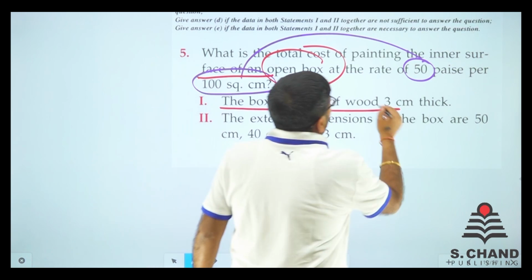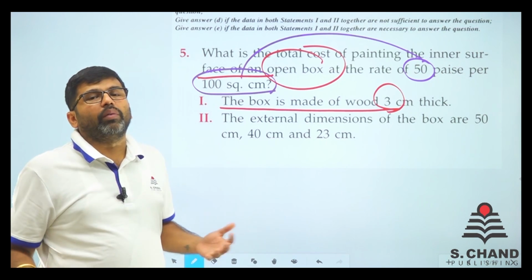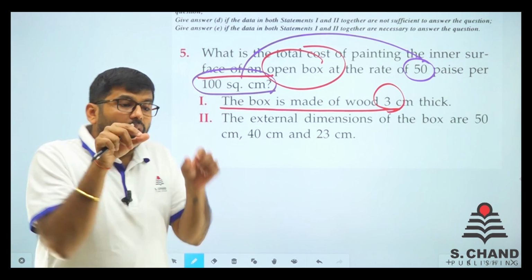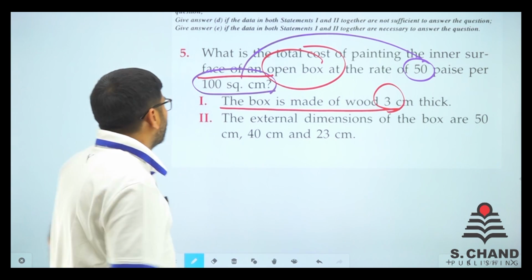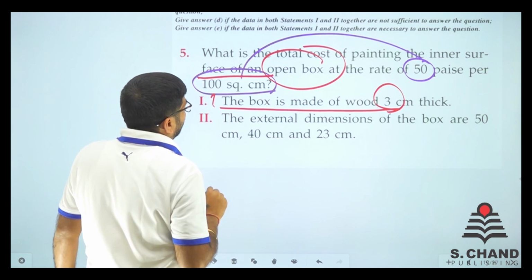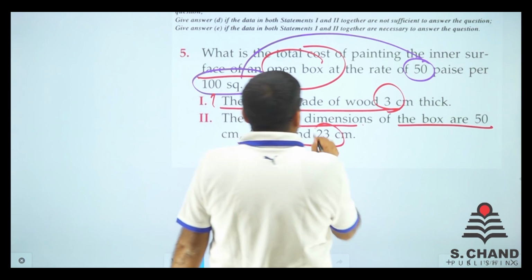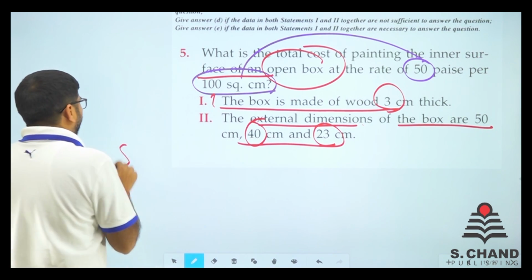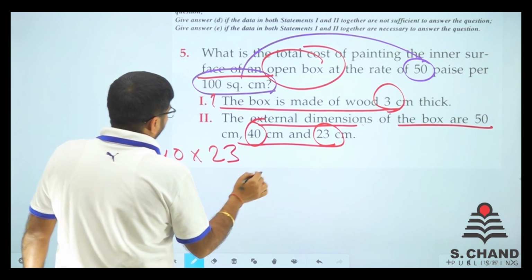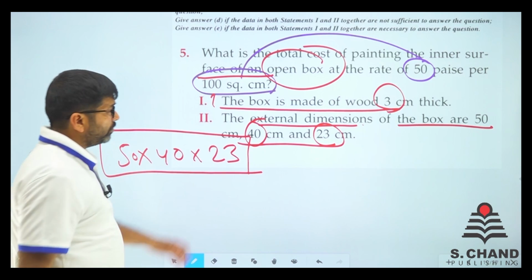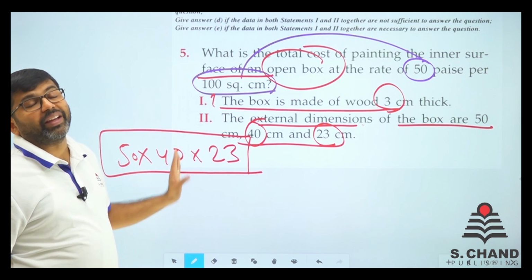The box is made of wood 3 centimeter thick. So 3 centimeter thick, we don't want it like, see, whatever its width will be, it has nothing to do with the inner surface. So for now let's put a question mark on it. The external dimension of the box is 50, 40 and 23. See, 50 into 40 into 23. We have got the external dimensions, so external length, external breadth and external height.